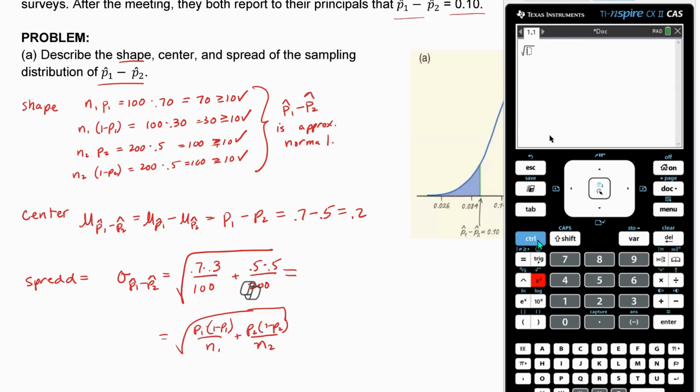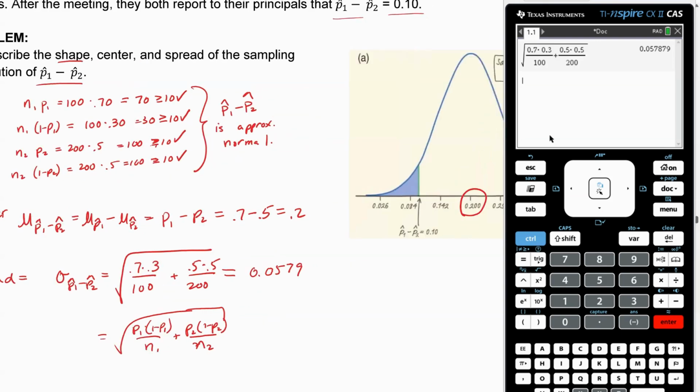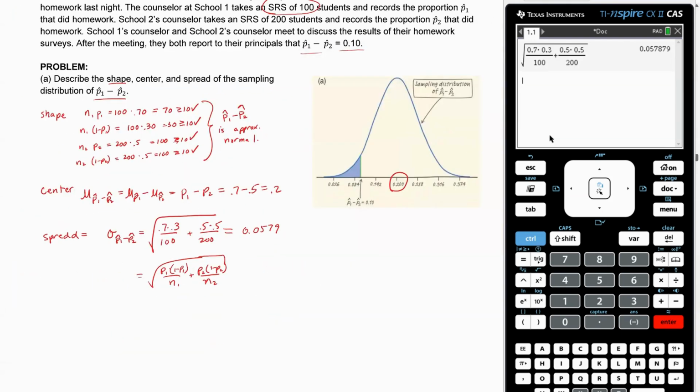I want to take the square root, control division, and I'm going to do 0.7 times 0.3, and that's going to be divided by my sample size of 100, and then 0.5 times 0.5, all divided by 200. So the standard deviation of the differences is going to be 0.0579. All right? So we know all about this distribution.